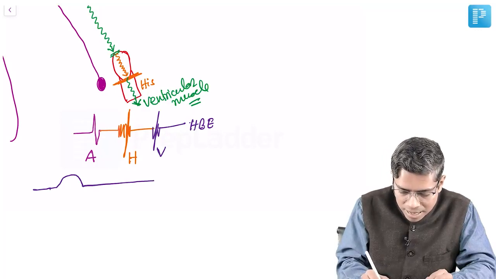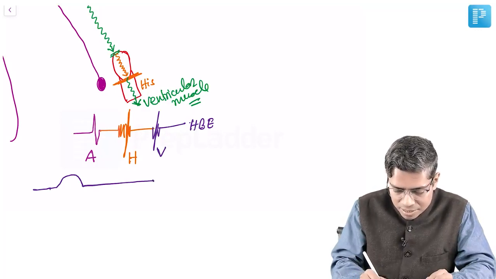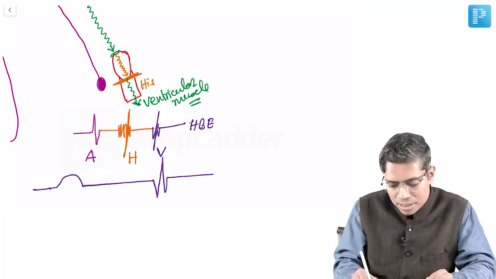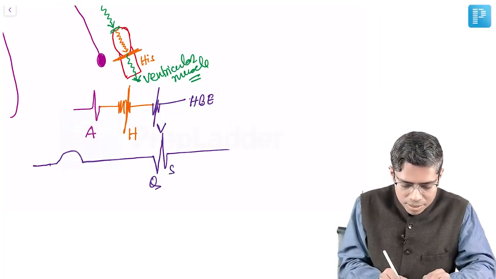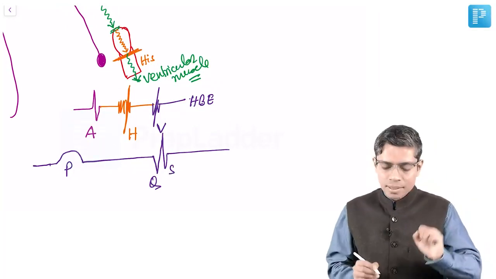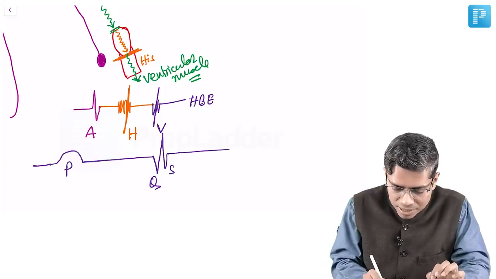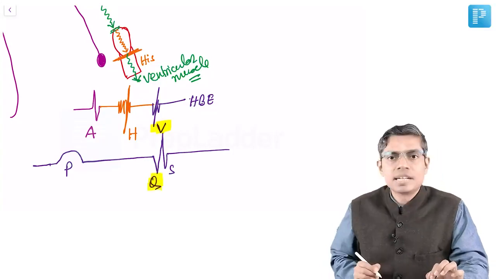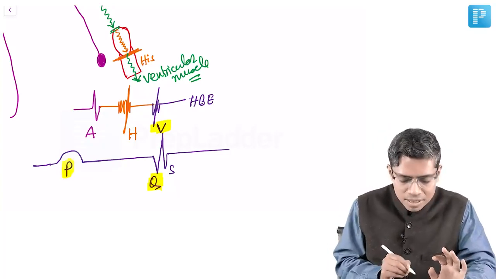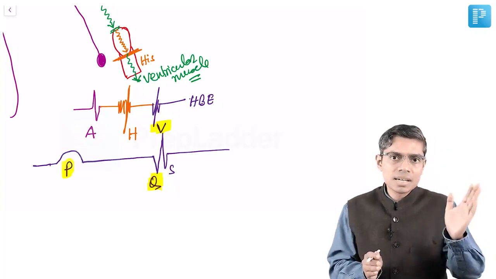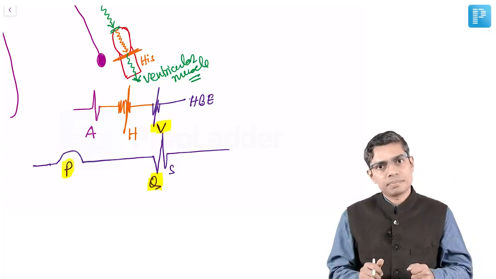whenever ventricular activation is started in ECG, QRS complex will also start like this. Getting my point? So this is QRS complex, this is P wave. How I am drawing? V wave in his bundle electrogram means it will coincide with QRS complex. Okay, P wave is atrial depolarization, which will start earlier than A wave.